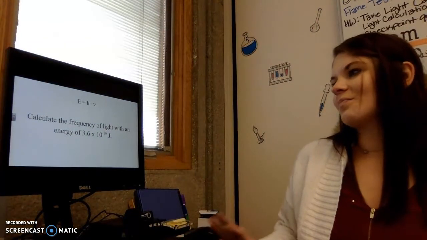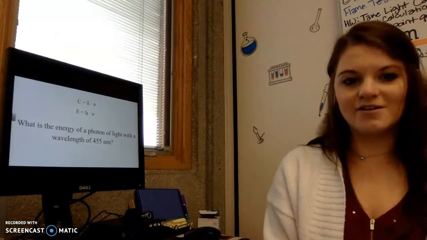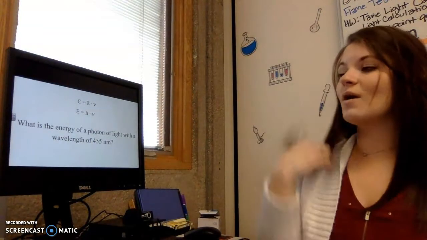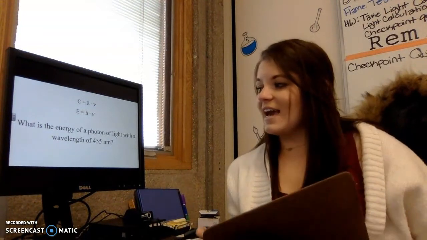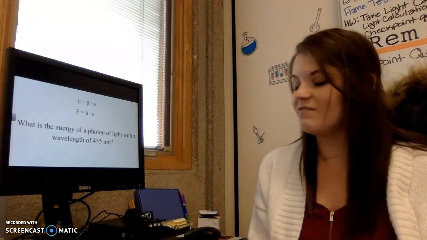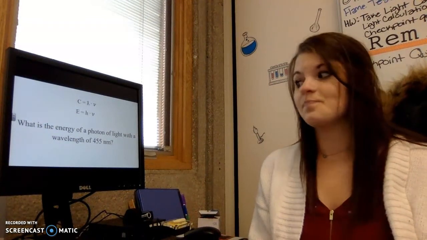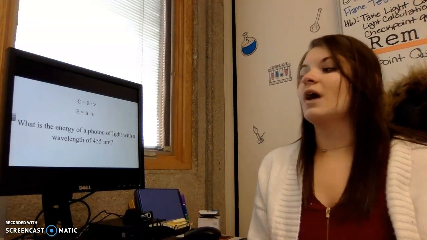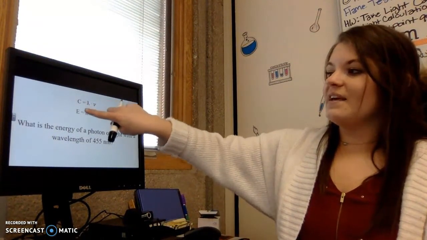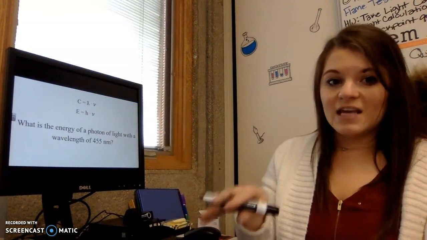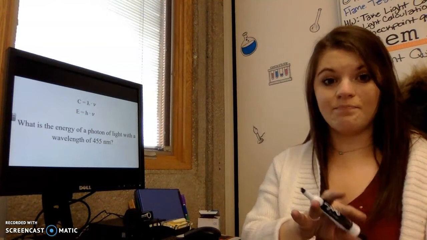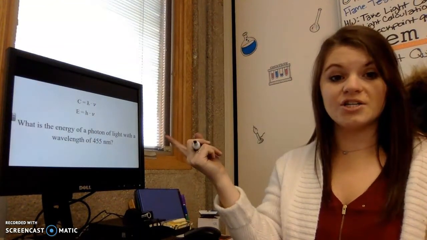Okay, so here's an example. Here's both equations, okay? And the question is asking, what is the energy of a photon of light with a wavelength of 455 nanometers? So, we're asked for the energy, we're given the wavelength. Wavelength and energy are not in the same equation, okay? This is where we need to use both of them. What do both equations have in common?